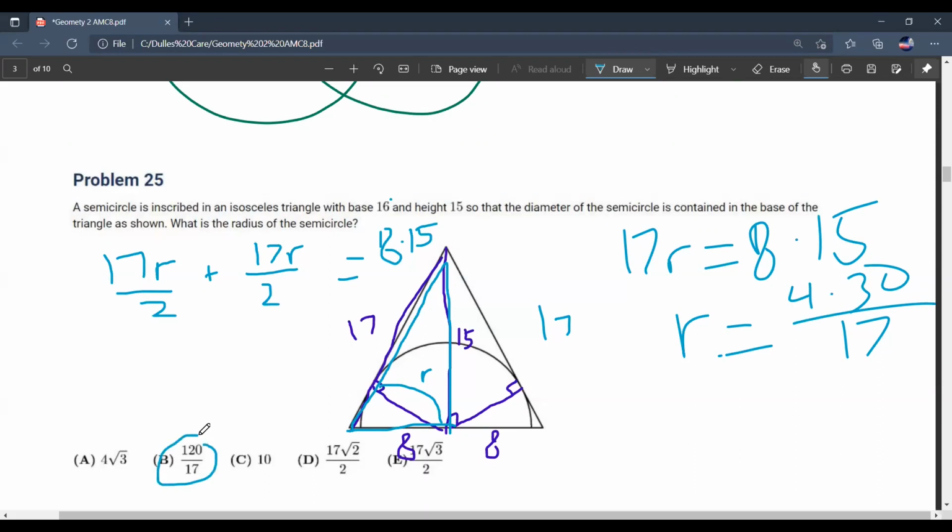Oh, by the way, there isn't a divide by 2 there, since you actually have 17r over 2 plus 17r over 2 is equal to 8 times 15. If you wanted to use 17r over 2 alone, then you have to say 17r over 2 is equal to 4 times 15. So that's the easiest way of finding r. I'm pretty sure there are harder ways, but that's I think the best way in which you can find r.